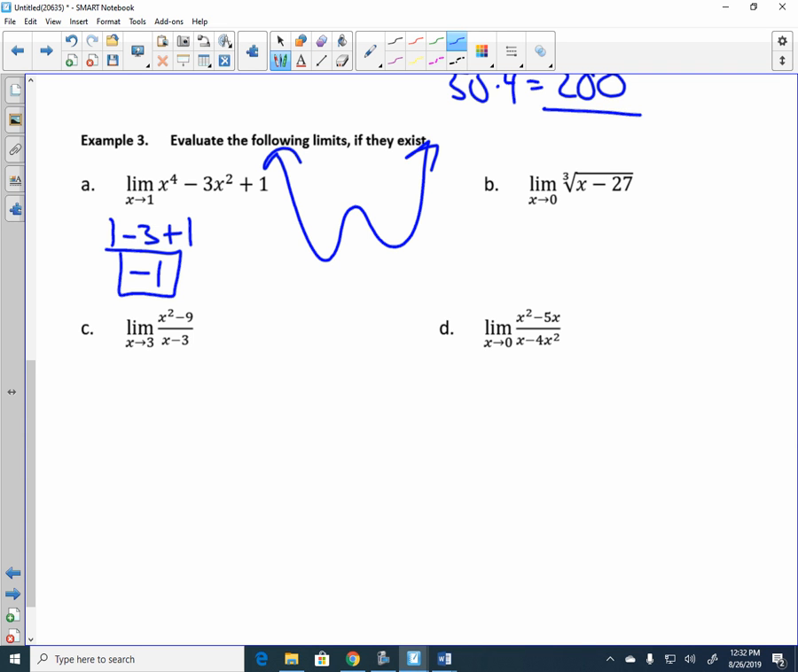You know what the cubed root function looks like? It looks something like this. Okay, this one will be shifted to the right 27 units. Nice behavior all the way across. You can just plug in 0, right? And so when you do, you get the cubed root of negative 27, which is negative 3.